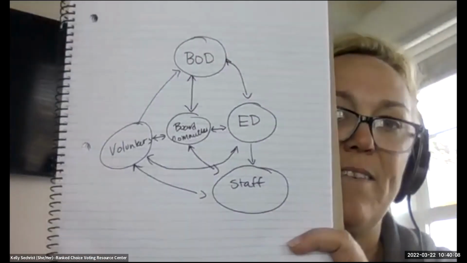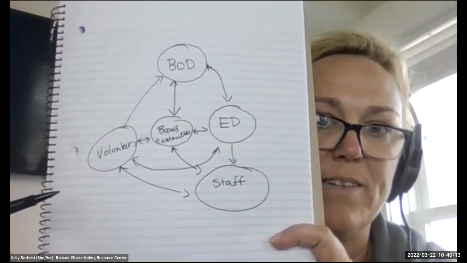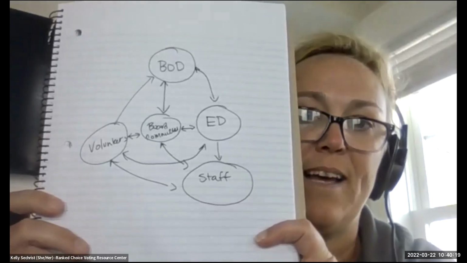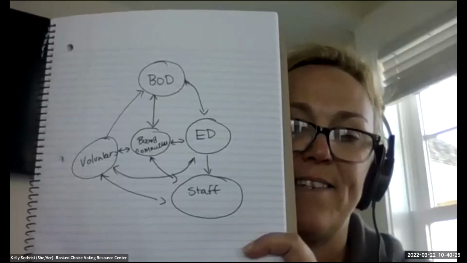Sure. Okay. And then volunteers, working with everyone else. The board brings in new volunteers. Staff brings in volunteers. The interaction with the ED, relationship building. I see it a little more circular than just a matrix of following down the list. Yeah, I see that. Great. Thank you.